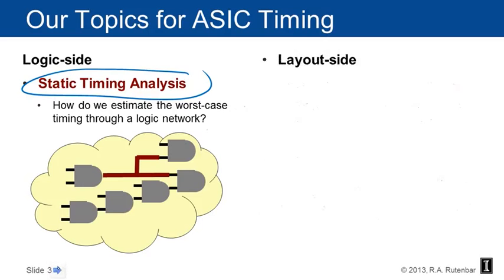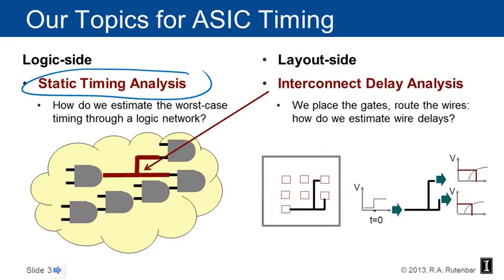And on the layout side, we're going to be primarily focusing on interconnect delay analysis. So we place the gates, we route the wires that connect the gates. How do you estimate the delays on the wires? Because in a modern nanoscale technology with a chip that's a centimeter or 2 centimeters on a side, millions and millions and millions of gates, you could have an awful lot of the delay of the logic circuit itself just in the signal propagation through the physical electrical circuits that are represented by the wires.